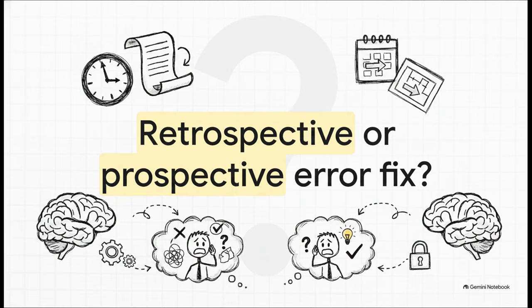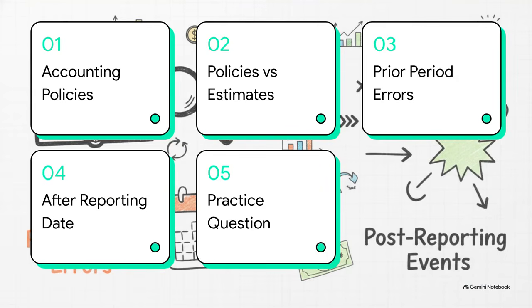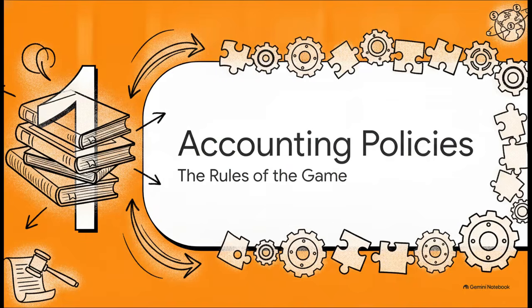But don't stress, because today we are going to build some mental cheat codes so that never ever happens to you again. Here's our game plan for today's explainer. We'll master policies, tackle the showdown between policies and estimates, learn how to clean up past errors, navigate post-reporting events, and finally, we'll crush a practice question. Let's dive right in with Section 1, Mastering Accounting Policies, the Rules of the Game.